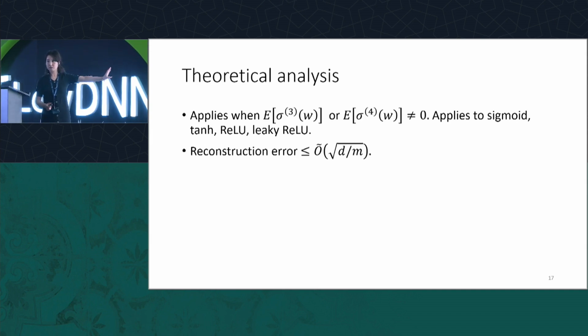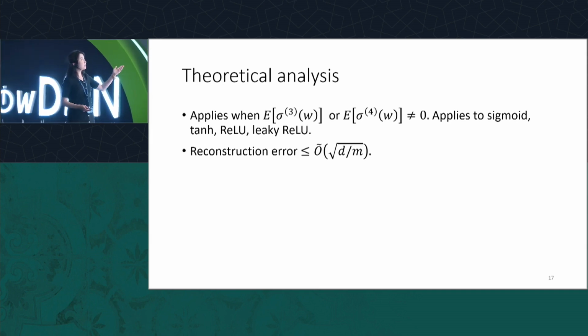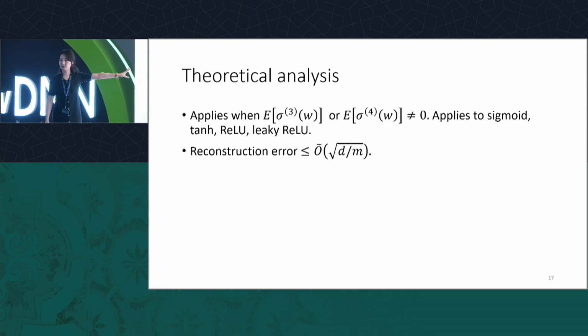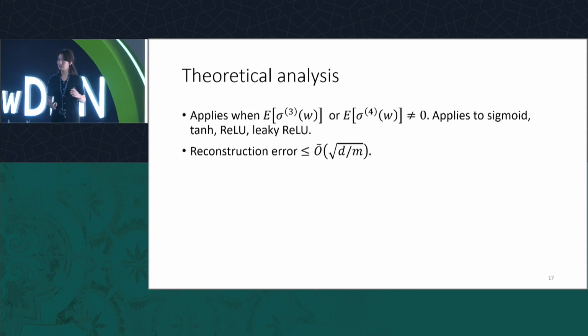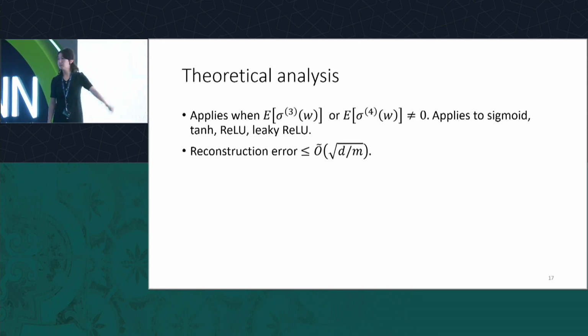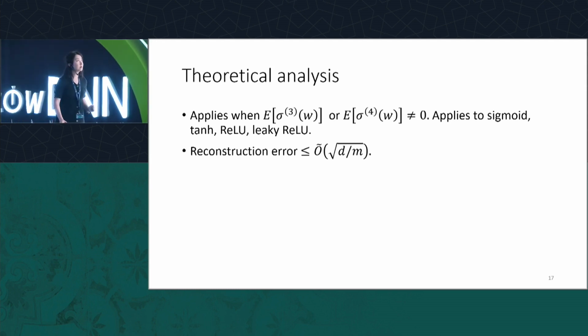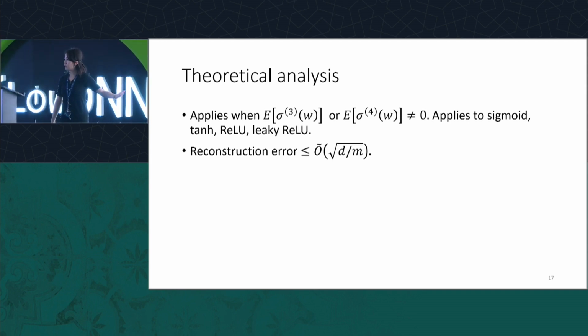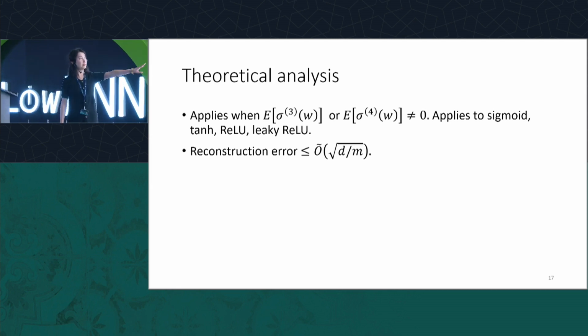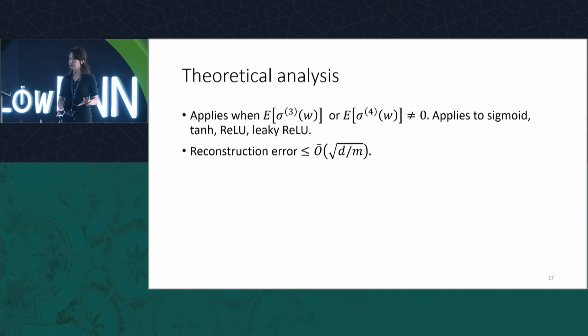Okay, so the conclusion is this. The idea applies when the third derivative of sigma or the fourth derivative of sigma is not 0. And the reconstruction error, the average L2 distance between our reconstructed x and the true x, will be less than or equal to square root of d over m. So d is the data dimension, m is the number of hidden nodes. In practice, D will be a few hundred, and M will be, for example, 5,000 in ResNet, etc. And M scaling linearly with D is already very good.